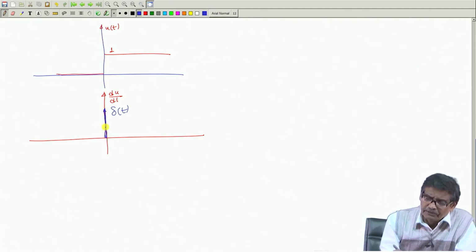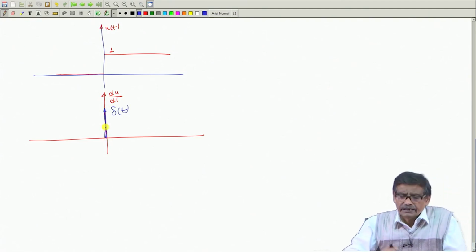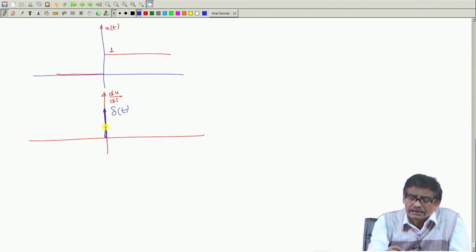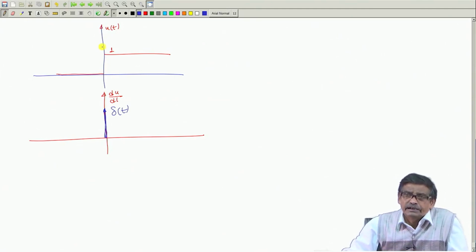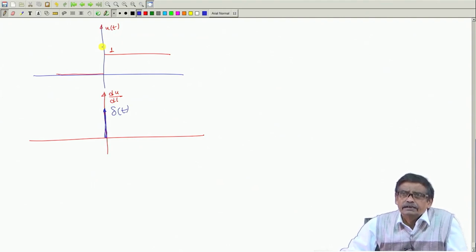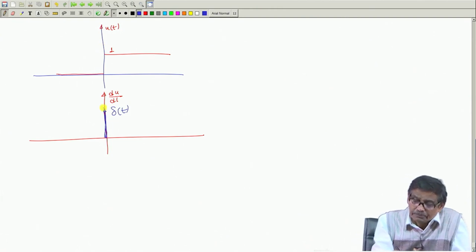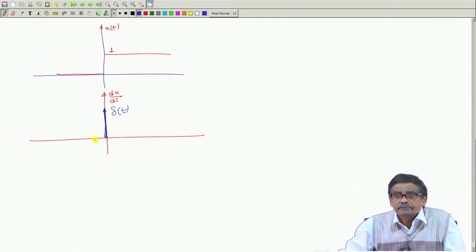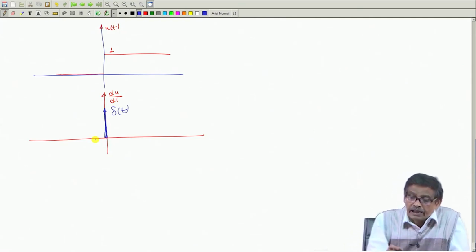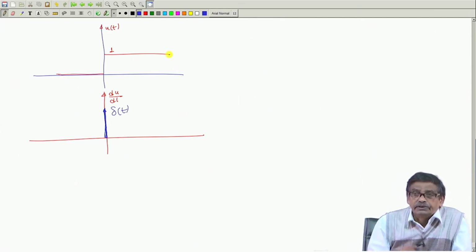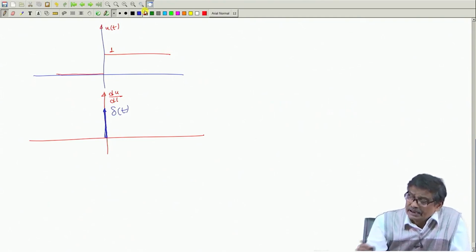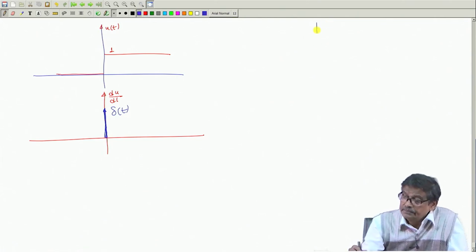Earlier, if I did not know delta(t) and had no idea of the impulse function, I would have simply said there is a discontinuity here. But now, after cultivating the impulse function a bit, I know it is better to show it as an impulse. What is the area under the curve? That is the strength of the impulse, that is 1. Got the point? And what is the unit step function? It is u(t).